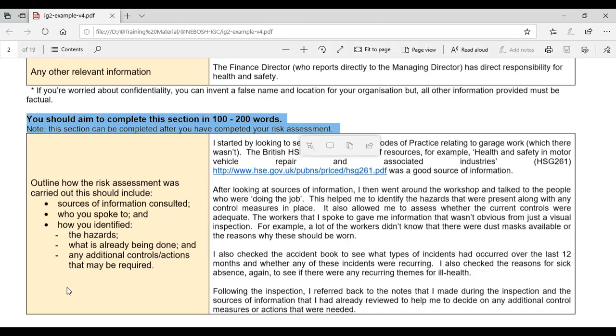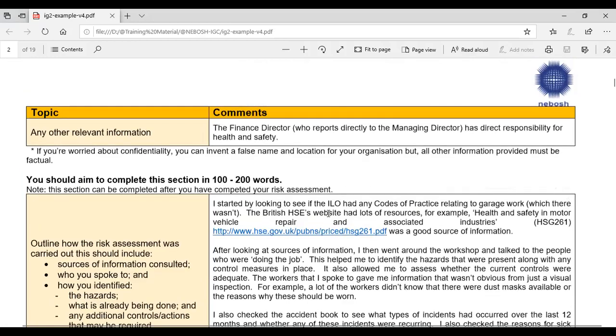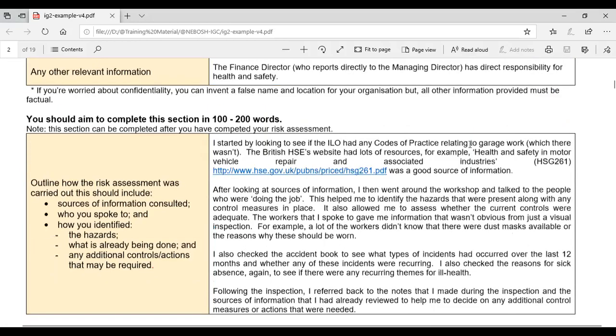how many professionals you met in different departments. You can give the whole background of your project, especially the sources of information you consulted, who you spoke to, how you identified the hazards, what is already being done, and any additional control actions that may be required. So the story starts with: I started by looking if the ILO had any codes of practice related to garage work, which there wasn't.